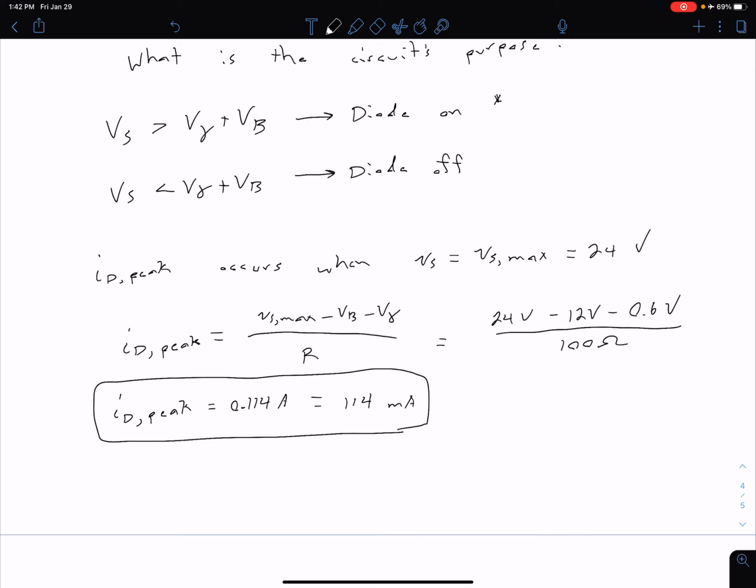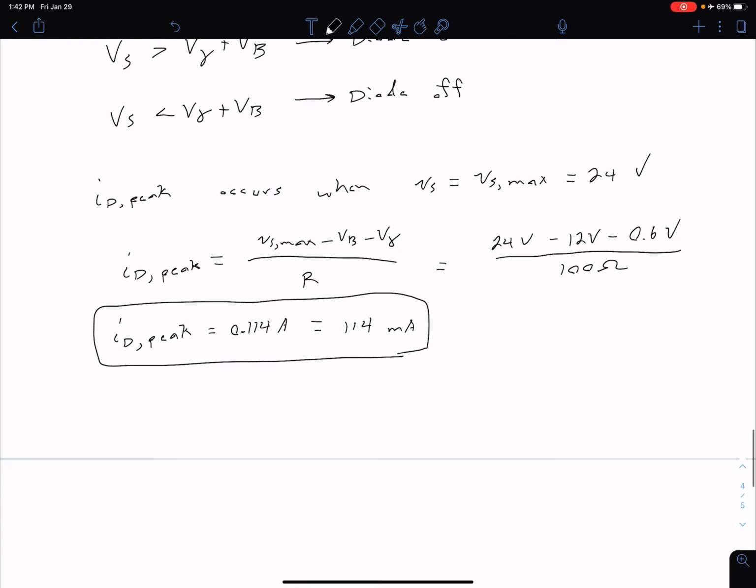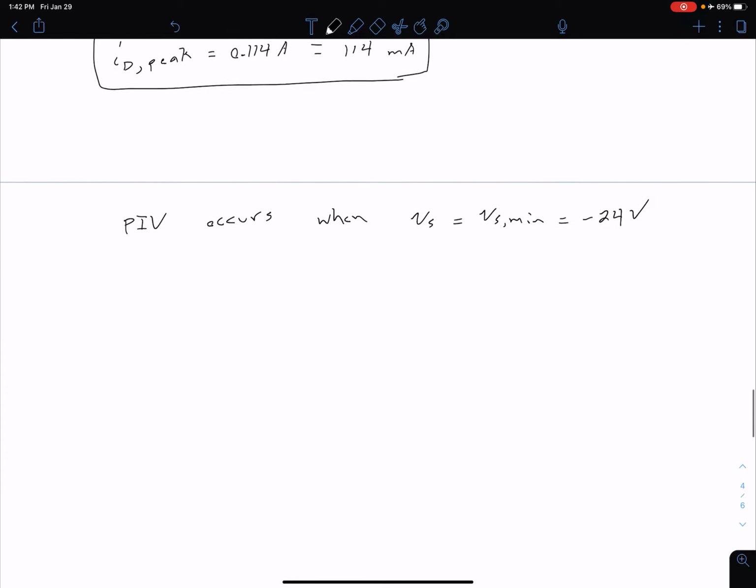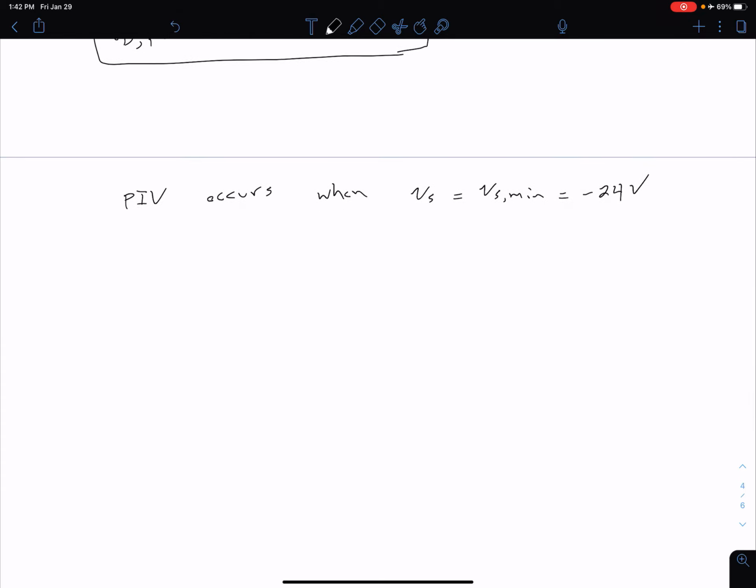Okay, now the second thing we wanted to find, our peak inverse voltage, is going to occur when our diode is off. More specifically, it's going to occur when our input voltage, our Vs, is at a minimum. So our peak inverse voltage occurs when Vs equals Vs min, which is negative 24 volts. Remember, our diode is acting like an open circuit, so really quickly we can just redraw this circuit to look something like this.